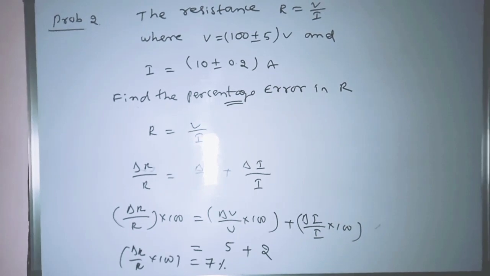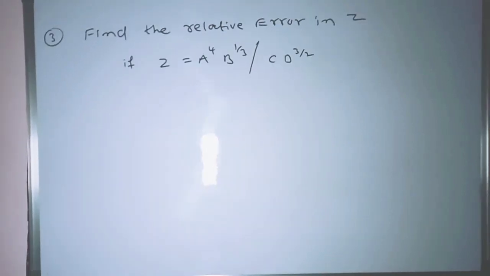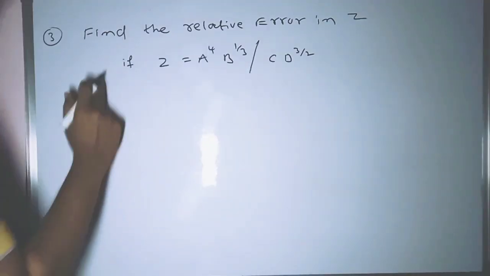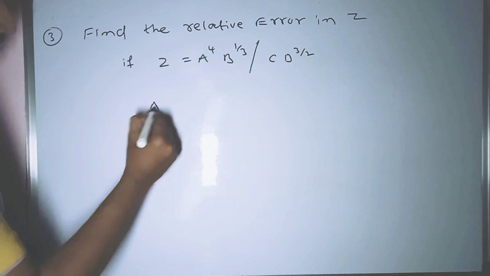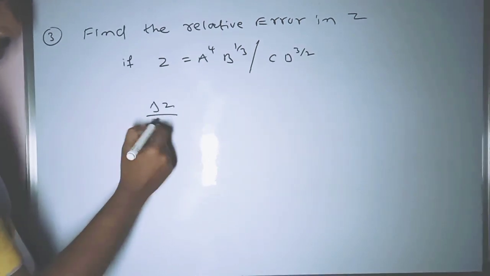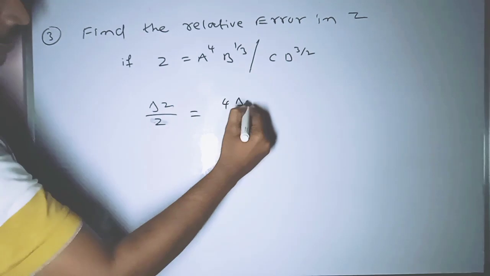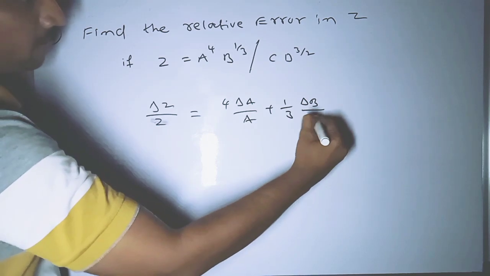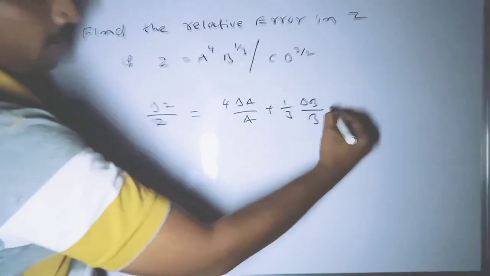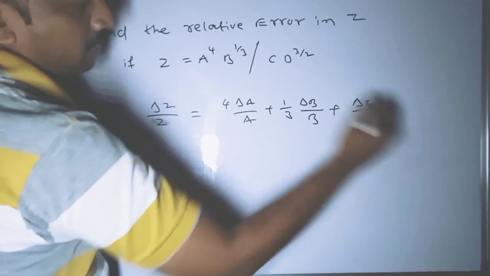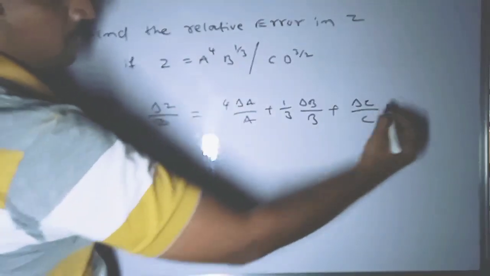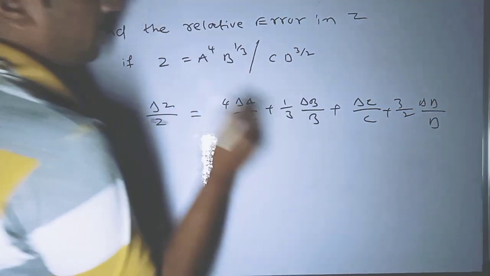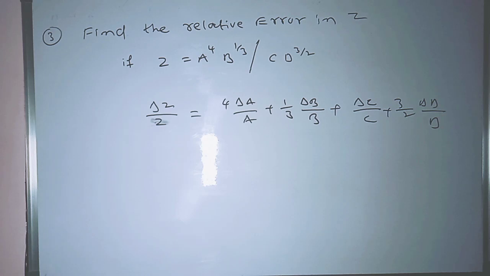That is delta V by V. Another problem is given like this: Z is equal to A power 4 B power 1 by 3 divided by C D power 1 by 3. Find the relative error. Very simple. Delta Z by Z is equal to 4 into delta A by A, plus 1 by 3 into delta B by B, plus delta C by C, plus 1 by 3 into delta D by D. Completed. That is called relative error.